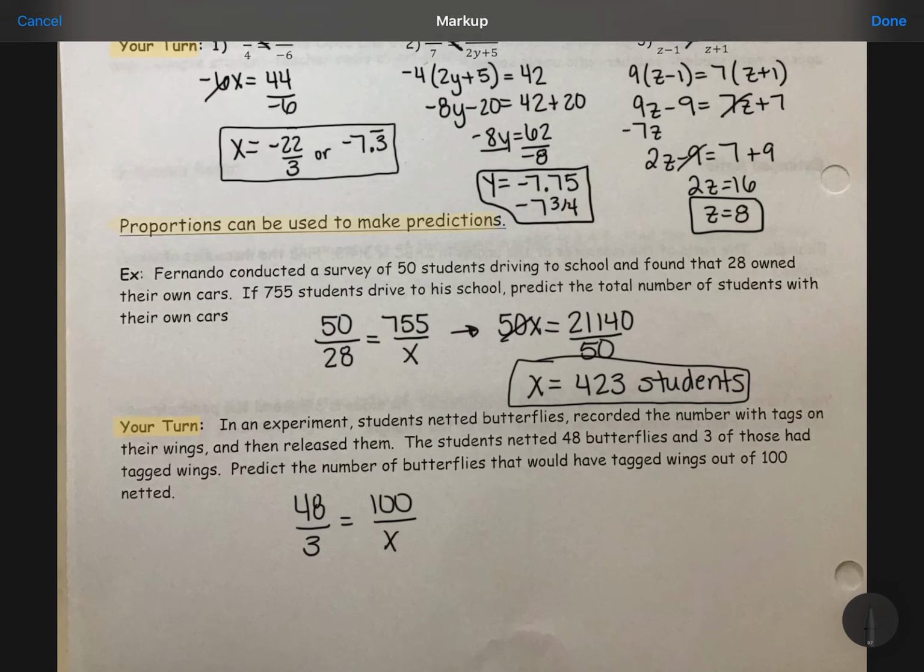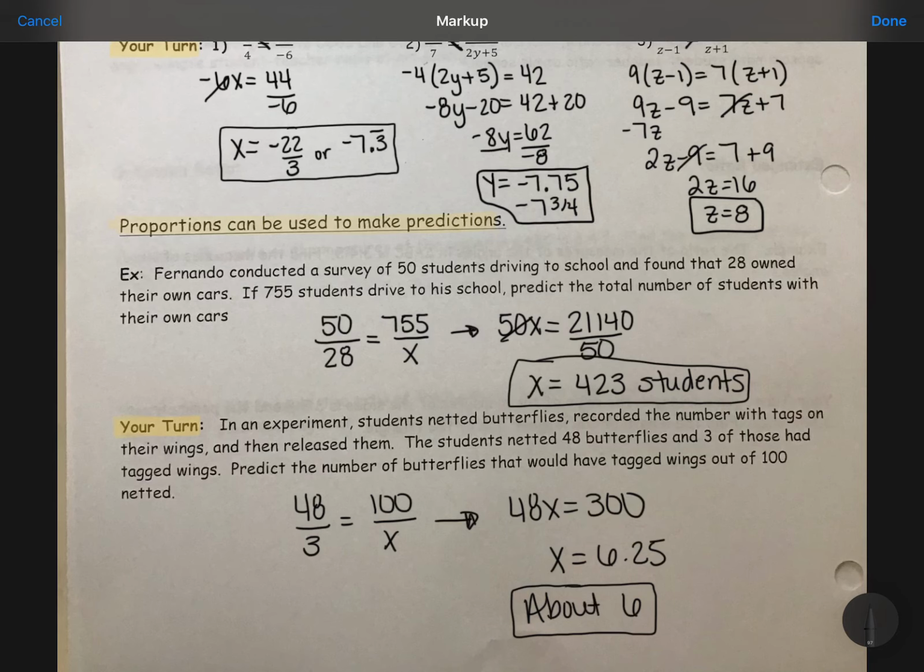So I set up my proportion. Cross multiply, I like to start with my variable side. So this would give me 48x equals 300. Divide by 48, and we get 6.25. You can't have a quarter of a butterfly, but you can say you have about 6, because it's a prediction anyways. So about 6 butterflies are going to have tagged wings out of the ones that they netted.